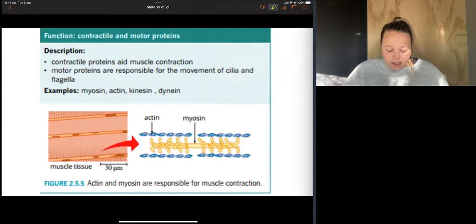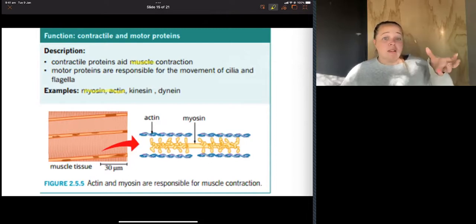Contractile and motor proteins, these are the ones that make up muscles. Okay, so these ones are actin and myosin. Again, you're very unlikely to come across them in this study design. We don't really focus on muscle action. There's plenty of other things to do, but protein traditionally is associated with muscles.